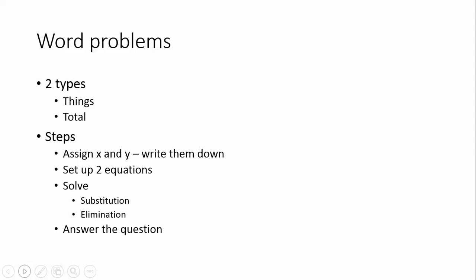First we want to assign x and y and make sure you write them down so you don't forget. Then we're going to set up our two equations in the system, solve using substitution or elimination, and I'll tell you probably 99.9% of the time you're going to use elimination. And then once we've solved, we want to make sure we answer the question. So we always want to refer back to the original story problem, reread the question, and then make sure we have it answered.